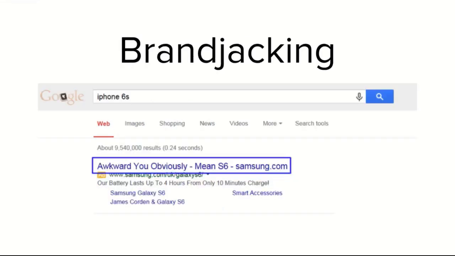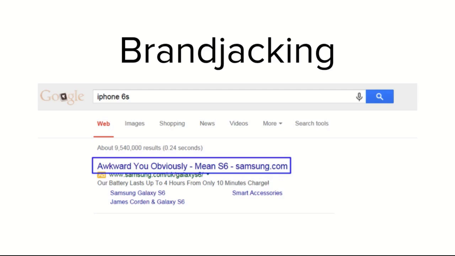All right, and I wanted to also share this example with you. This is a really clever example. You can be very creative with this ad. Now, this is an example of a brand jacking campaign. So this is where the advertiser, in this case Samsung, is actually bidding on their competitor's keyword for the iPhone 6s. And they wrote some really clever ad copy to try to win people over. So when they typed in iPhone 6s, the ad says, awkwardly, you mean S6. So that's a Samsung phone. And I really like that angle.